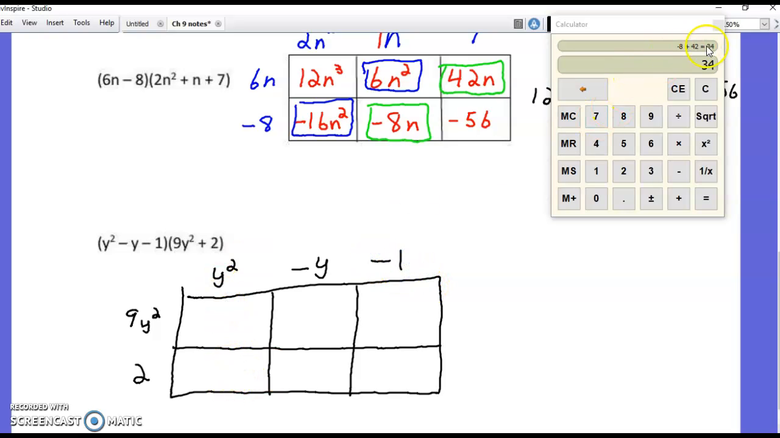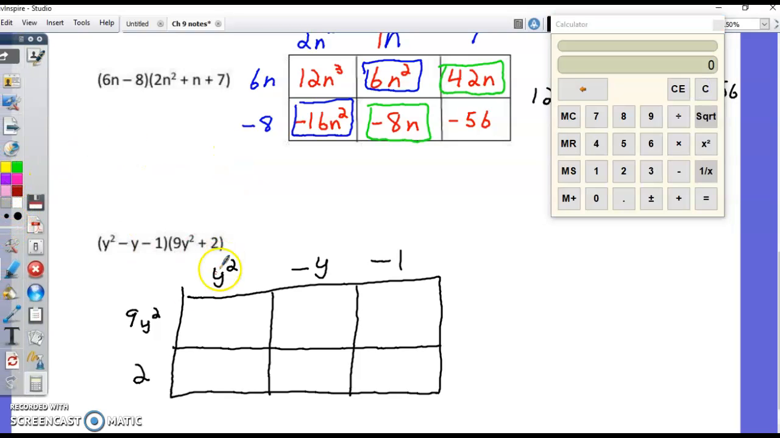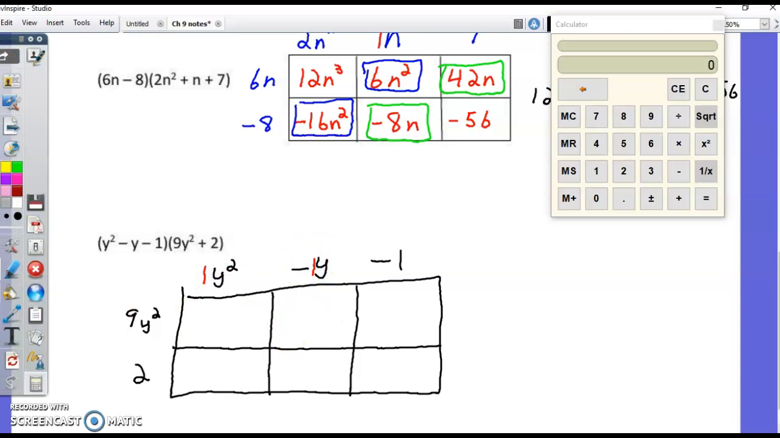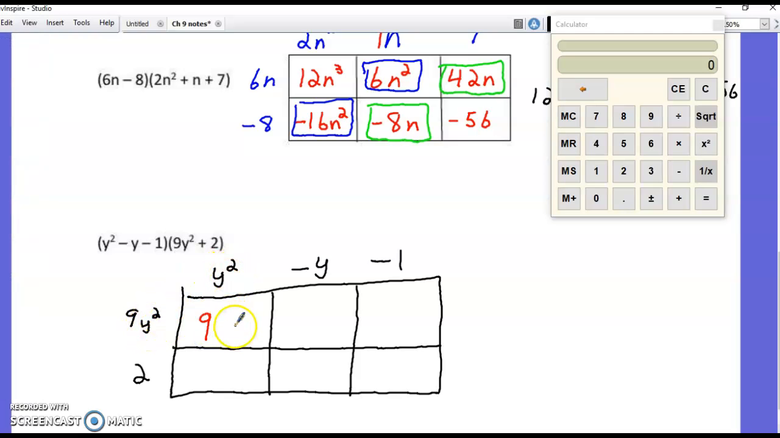Now you are going to set up your problems. Change colors here. So we have 9. Remember, these are all little 1s next to them. So when we do that multiplication, you're just multiplying by 1. So I can do 9 times 1, which would be 9, and then y squared times y squared. We add those together, so it'll be y to the 4th, 2 plus 2. 2 just goes with it, 2y squared.